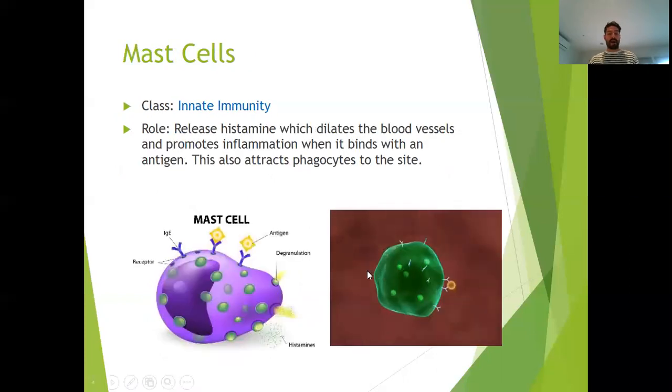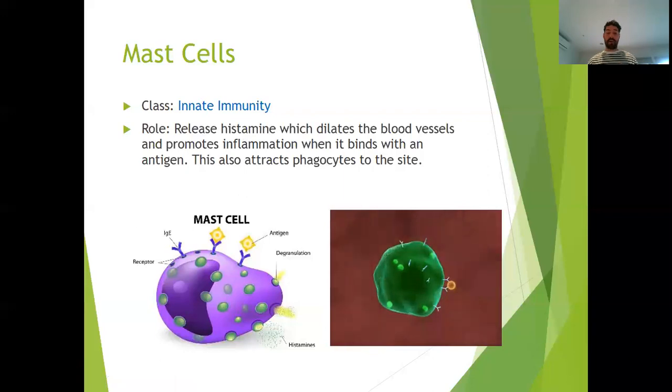The next ones are mast cells. Now, these are cells that when they encounter a pathogen, they release a chemical called histamine, which causes the blood vessels to dilate, which just means get bigger. And it actually attracts more of those phagocytes to the area. So they're almost like an alarm system.